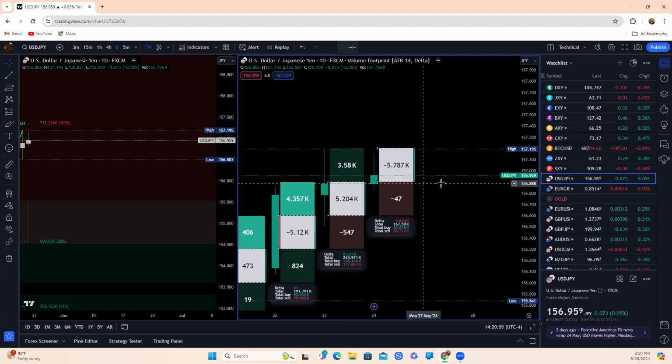So negative delta. Let's see what the next candle is going to be, and we can start to formulate our trade setup. Again, possible reversal in the future for UJ overall, but still in a bullish overall mindset. So we're waiting to see that market structure shift.